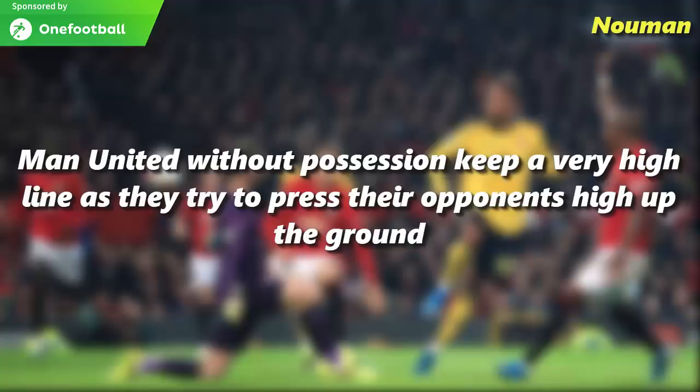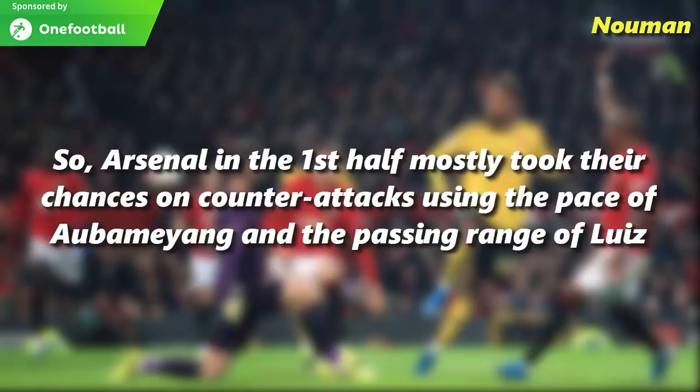Manchester United without possession keep a very high defensive line as they try to press their opponents high up the ground. So Arsenal in the first half mostly tried to take their chances on counter-attacks, using the pace of Aubameyang and the passing range of David Luiz.